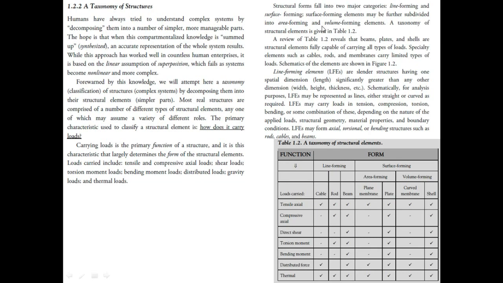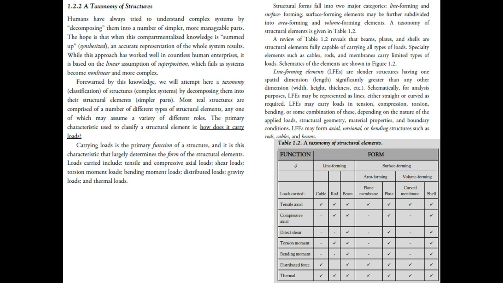Now he's talking about structural form falling into two categories: line forming and surface forming. The surface forming is further subdivided into area forming and volume forming elements. So here you have line forming elements and surface forming elements. We will be dealing a lot with line elements in our SM2, but when you go into advanced studies next year for stress analysis, you will be incorporating the surface forming elements as well. So you need to have knowledge of both.